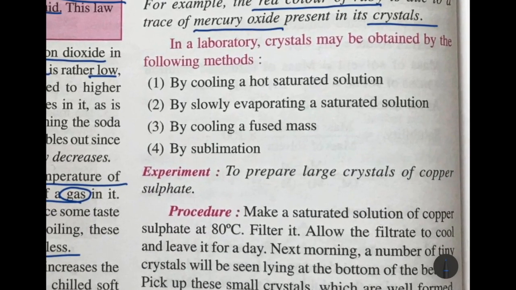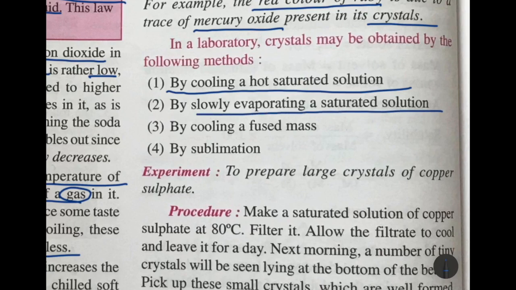Now in the laboratory, how do we obtain crystals? You already know, by cooling a hot saturated solution. Next is by slowly evaporating a saturated solution. The solution is saturated, you heat it to remove some water. So that is how you obtain crystals. Next is by cooling a fused mass, and next is by sublimation. So these are the 4 ways by which you will get crystals in the laboratory.